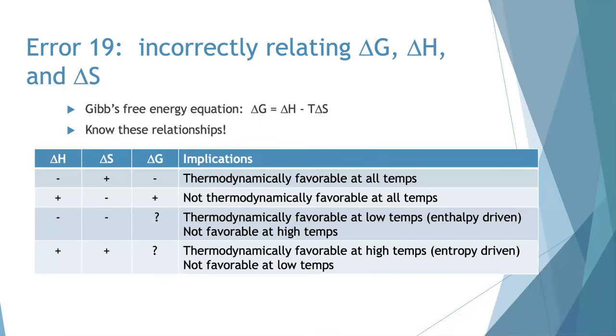When delta H is positive, which is not favorable, and delta S is positive, which is favorable, again, we have another indeterminate situation. In this case, the process will be thermodynamically favorable at high temperatures. It'll be entropy driven at high temperatures, but not favorable at low temperatures because the delta H term is positive, but I'm subtracting a very large T delta S term, big enough that I end up with a negative delta G at those high temps. So you need to know this table and be able to work through it.